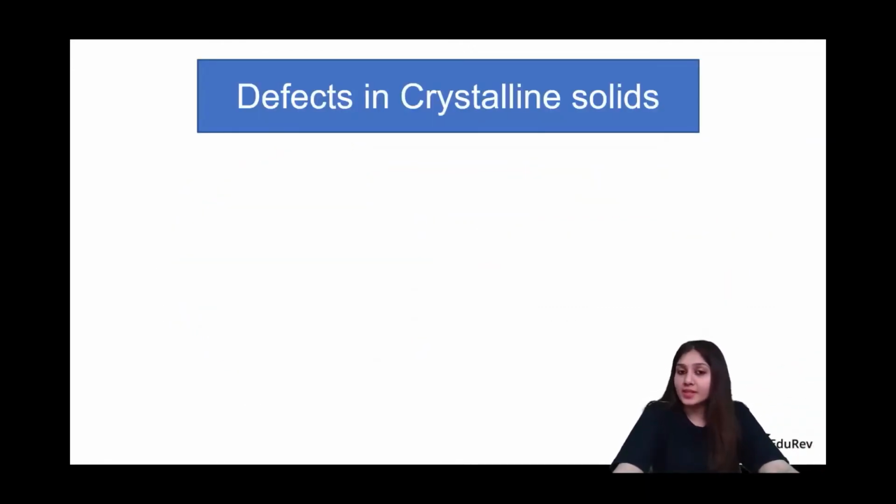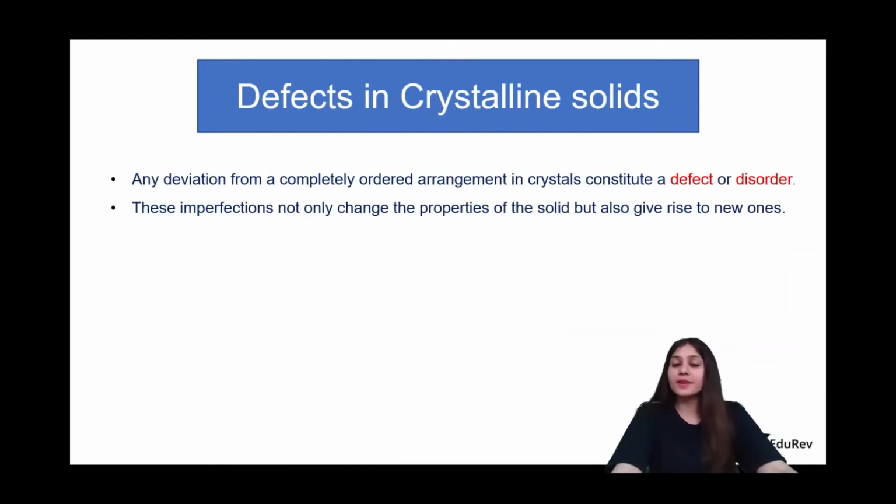But in the real case scenario, which we see around all of us, we have something called defects. What is a defect? A defect is just a deviation from the ordered arrangement. That's called a defect. And these defects or imperfections are going to give new properties to a solid. We'll see how, but you just need to know that.